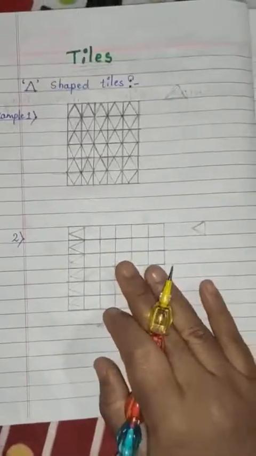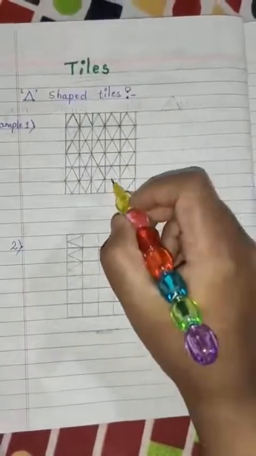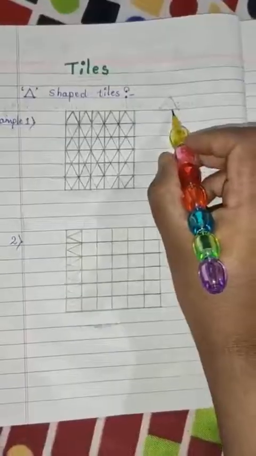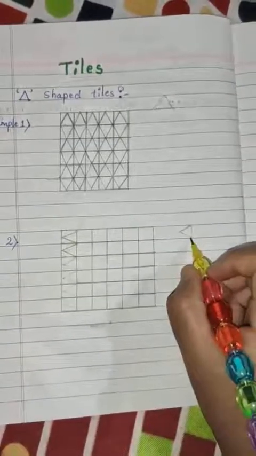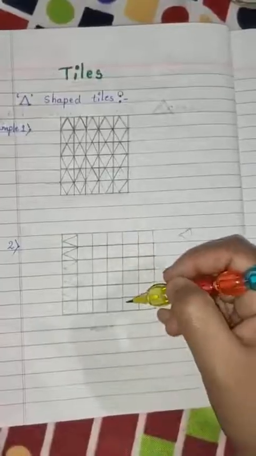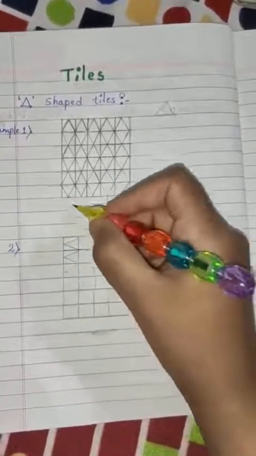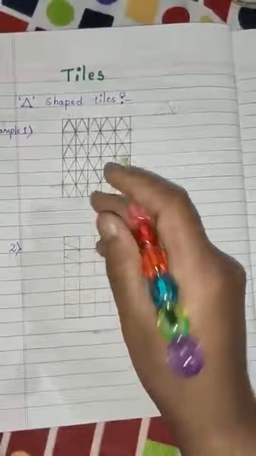So by arranging the different shaped tiles in a different way, in the first example, I'm having a triangle shaped tile, isn't it? In the second one I'm having triangle shaped tiles, but when I arranged these two same tiles in a different way, I got a different pattern here, right? Can you see this pattern? It is different from this one, right? So this is about the tiles.